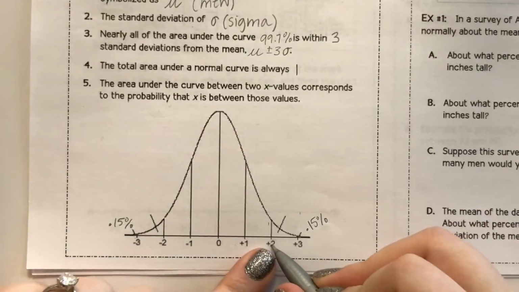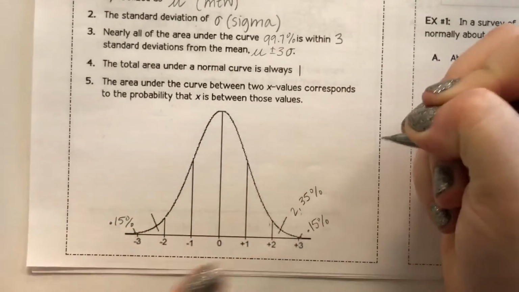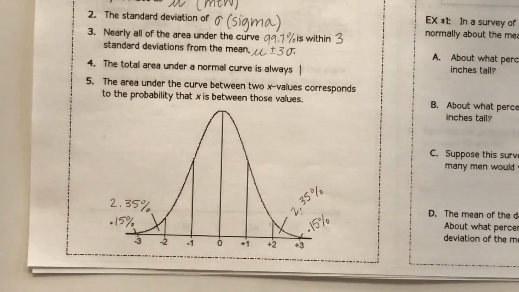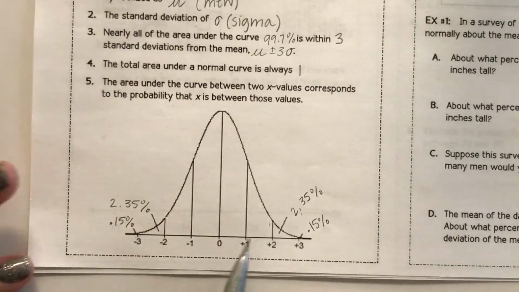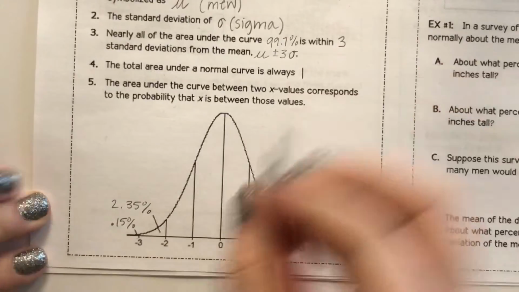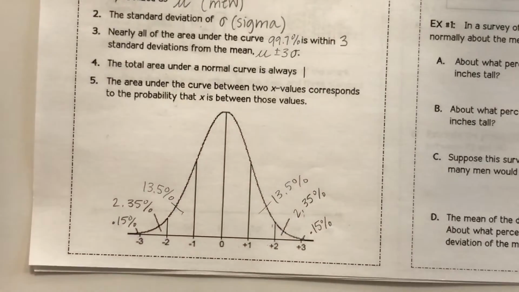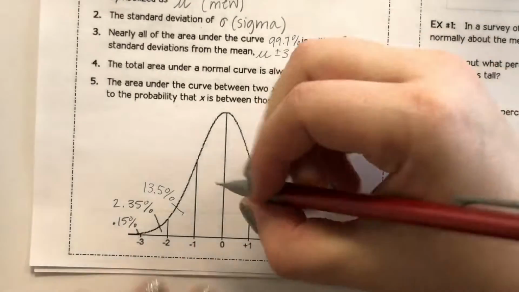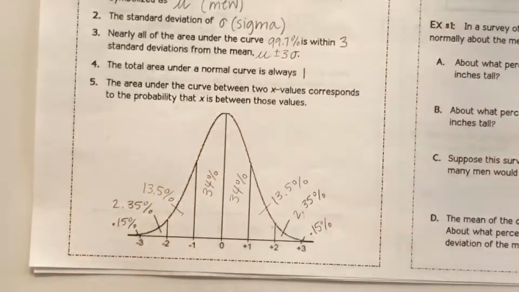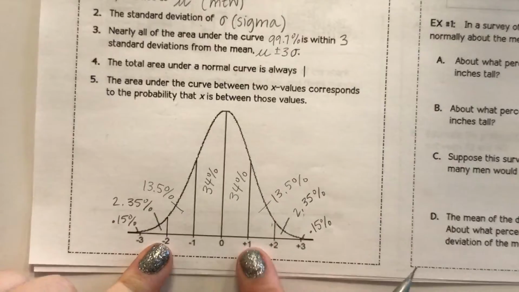Okay, between 2 standard deviations and 3 standard deviations is 2.35% on both sides. Okay, so remember it's always symmetrical. Between 1 standard deviation and 2 standard deviations is 13.5%. Again, that's on both sides. Okay. And then right here in the middle, 34% of your data is going to be between 0 and 1 standard deviation away in either direction. Okay. So we'll visit this a little bit more later.